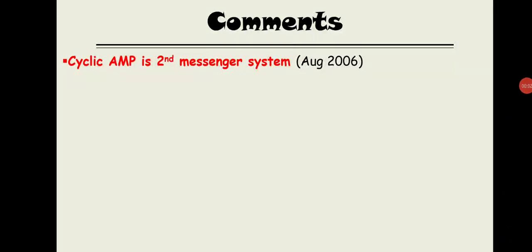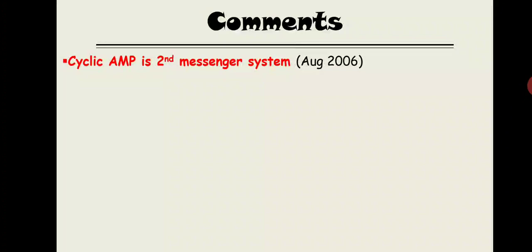This is the second lecture of our series on receptors and signaling. If you did not watch the first lecture, first watch the first lecture because this is a continuation of it. So I told you earlier that there is one comment asked that cyclic AMP is a second messenger, right?